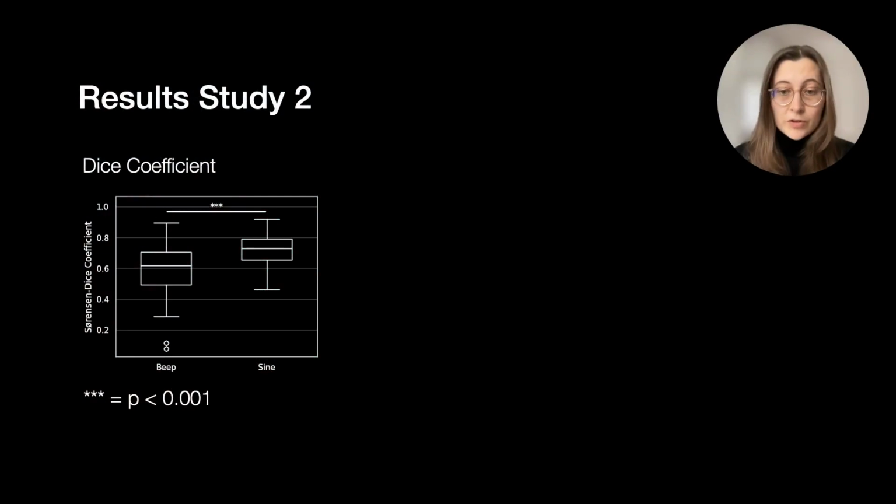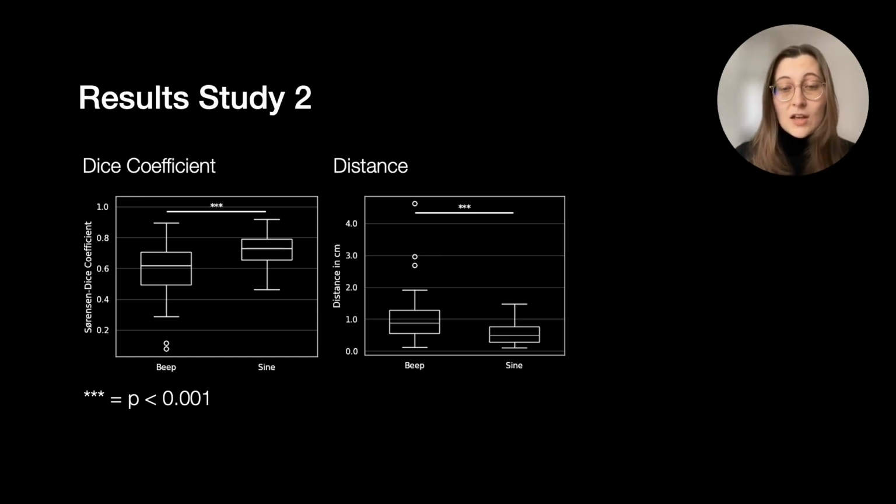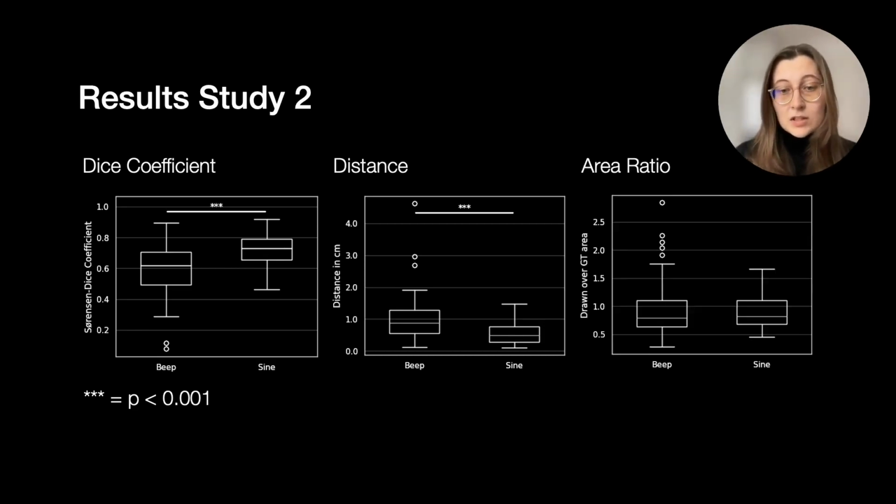During study 2 with the non-surgeons, we saw that Tsai significantly improved the accuracy of the localization task, and we saw this for the tumor margin indicated by the Dice coefficient, and we also saw this increase in accuracy for the seed location indicated by the Euclidean distance. But there was no significant difference in area ratio between beep, the status quo, and Tsai, the newly proposed shape sonification.